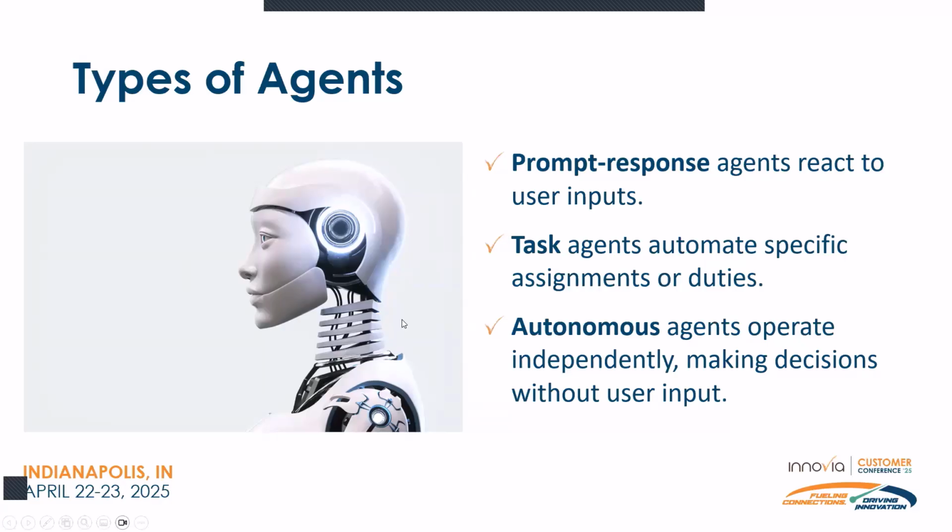So there are three basic types of agents. All of those on the screen that I just showed you are going to be examples of this first one, the prompt response. And as you work down this list, they get more complicated and sophisticated in what they can do. These prompt response agents are just like when you interact with M365 Copilot or ChatGPT: you ask it questions and it gives you information based on whatever information it has available.